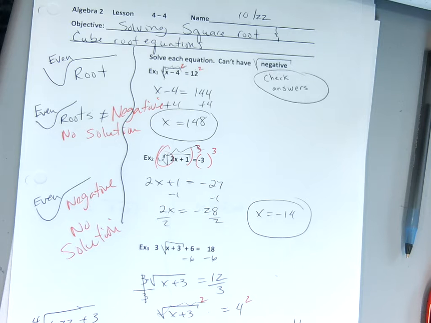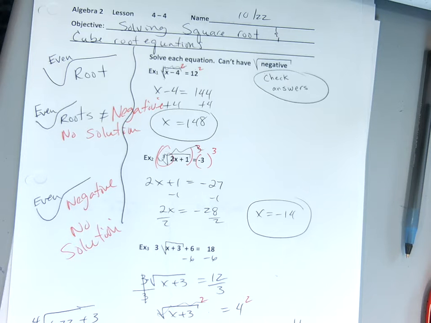So how many negatives do we now have? 3, an odd number. Negative 2 times negative 2 times negative 2 is negative. So 3 negatives can be negative if you multiply them. But four negatives multiplied can never be negative. So if it's an even root, it can't work. If it's an odd root, it can work.